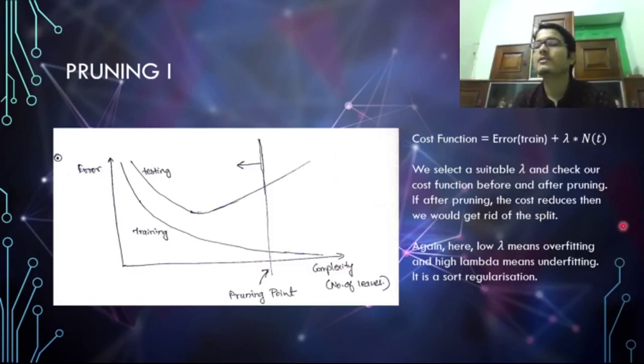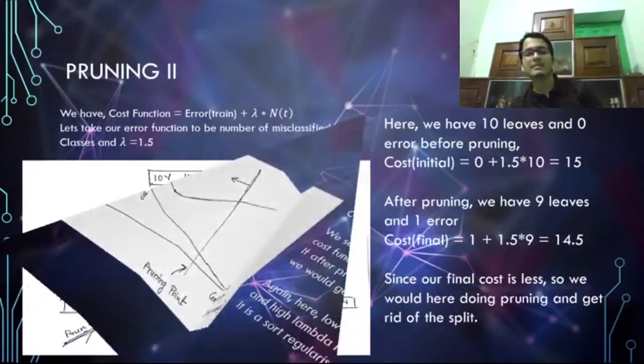Here it is also a type of regularization, you can say. Low lambda means overfitting and high lambda means underfitting, for similar reasons as I stated in the regularization concept. If we increase lambda, we are focusing more on just the complexity, so it will be underfitting, and the reverse will be overfitting. Let us see this with an example.